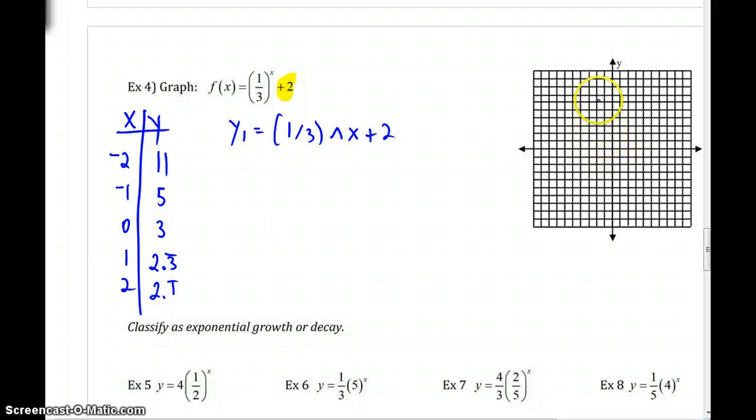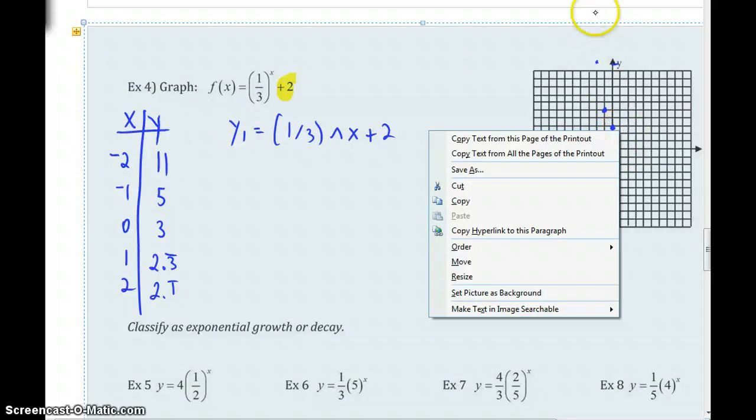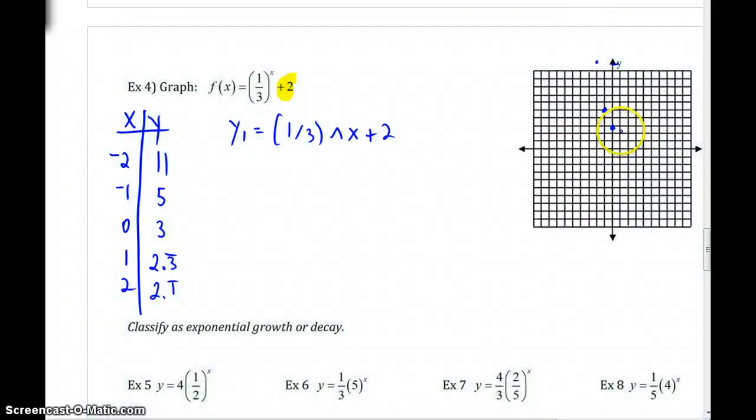So, in any event, let's see if we could quickly plot this out. 2 steps to the left and then up 11. Well, we'd go even 1 step above. It would be something like that. -1, 5, 1 to the left, and then 1, 2, 3, 4, 5 steps up. 0, 3, we'll just move 3 steps above. 1, and then 2.3 would be roughly about right there.